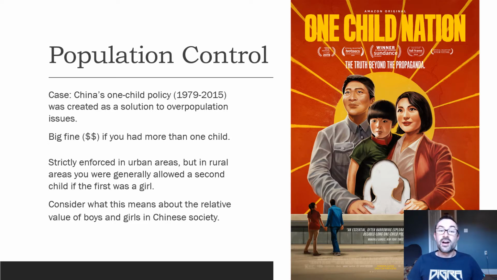There was a huge fine if you had more than one child. This was strictly enforced in urban areas, and in rural areas you were generally allowed a second child if the first one was a girl, but not if the first one was a boy. So you can think about what this means about the relative value of boys and girls in Chinese society. Because male children are more prized in Chinese culture, the policy has led over its time to the abandonment, murder, abortion, infanticide of female children at much higher rates than male children.